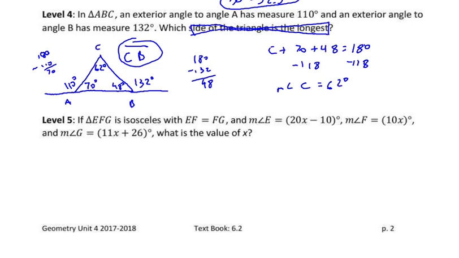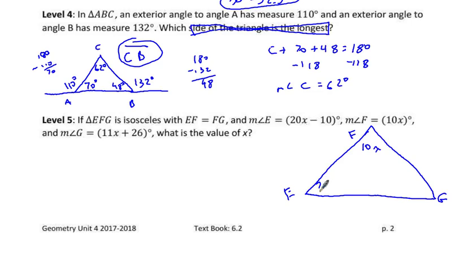And finally, level 5, the most challenging of them. In triangle EFG, F is 10x, E is 20x minus 10, G is 11x plus 26. They tell us that it is an isosceles triangle where side EF is congruent to side FG.